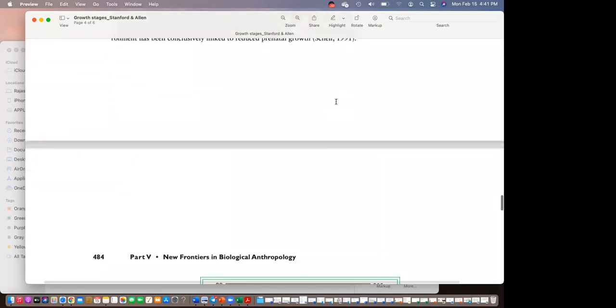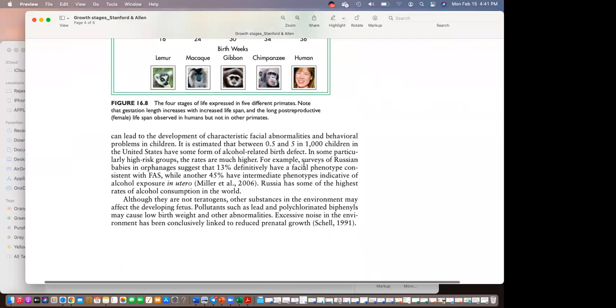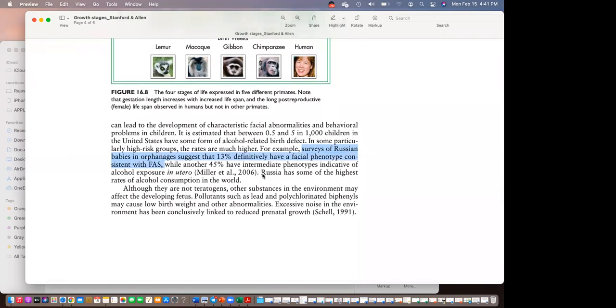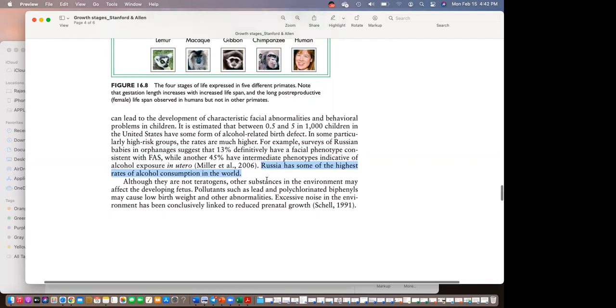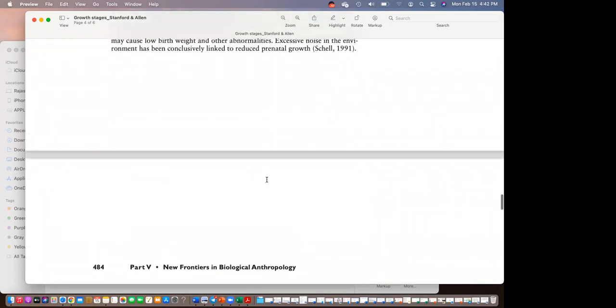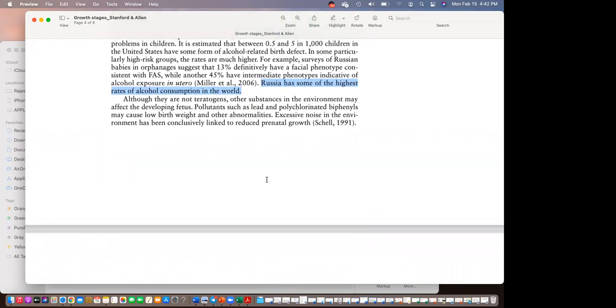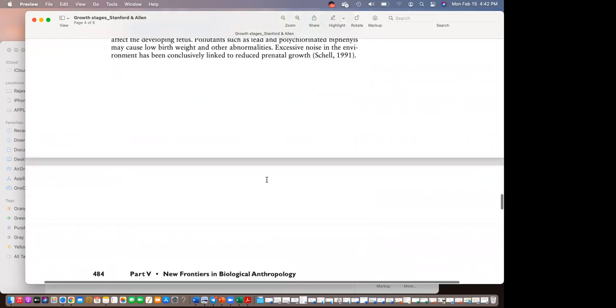Okay, right. So they have also given some examples of comparison here. Surveys in Russia found that 13% definitely have certain phenotypes consistent with this syndrome. Russia is one place with some of the highest alcohol consumption in the world, so they have done some studies there, which indicated the effect of alcohol on the child's growth.